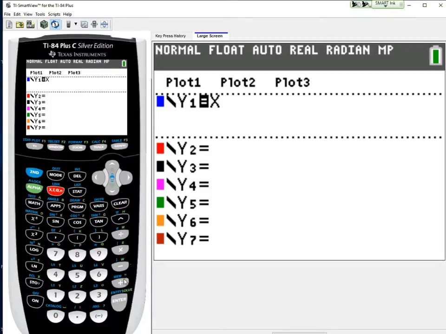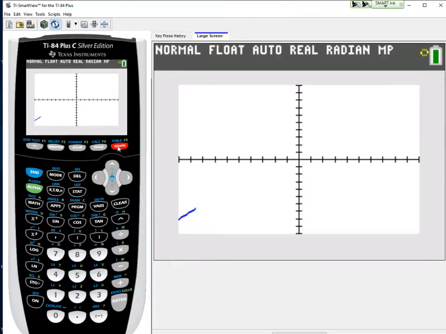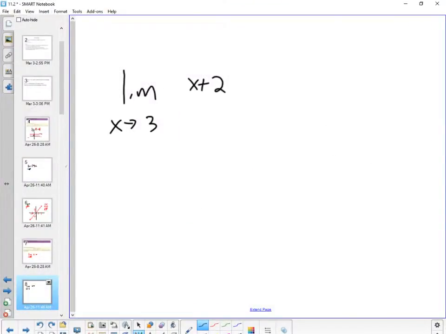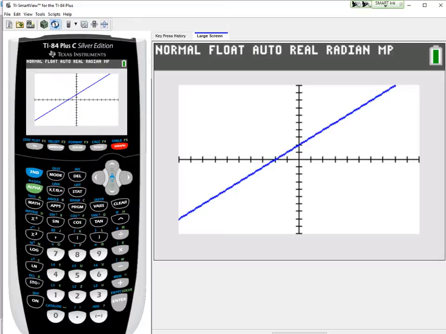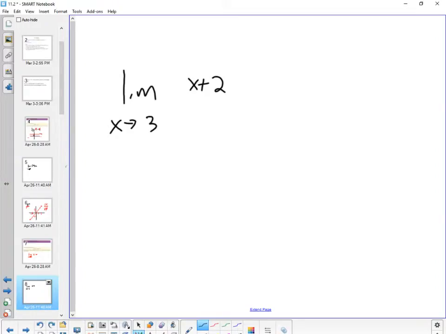So what was our function? X plus 2 or x plus 3? X plus 2. Alright, so I can graph that. So here's my function. I'm looking for the limit as x approaches 3. So here is 3. What is the y value that I'm approaching? It's 5? Okay, so we found that it's approaching 5, right?